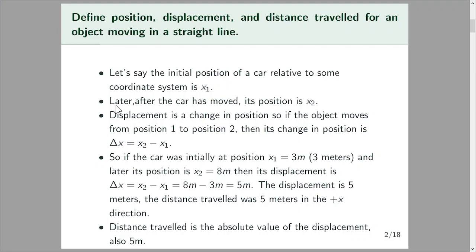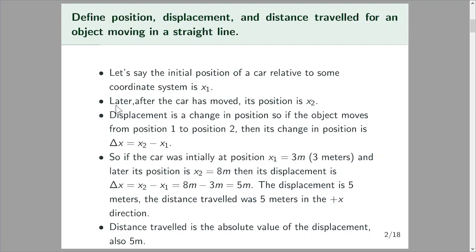So we're going to define position, displacement, and distance traveled for an object moving in a straight line. Let's say we have a car and its initial position relative to some coordinate system is x1. I'm going to draw a picture of this for you in a minute. Later, after the car has moved, it's at position x2. The displacement then is the change in position of the car. Displacement is a vector quantity, and so it includes the direction.